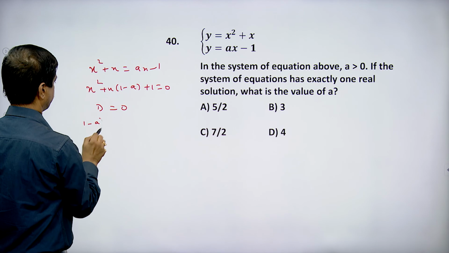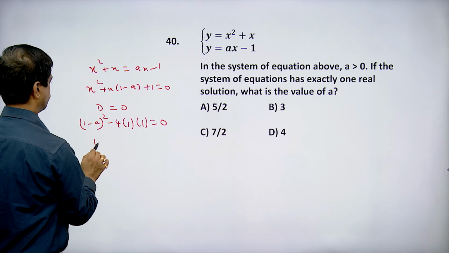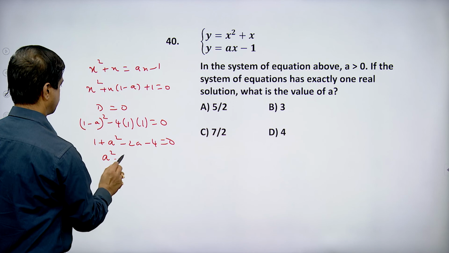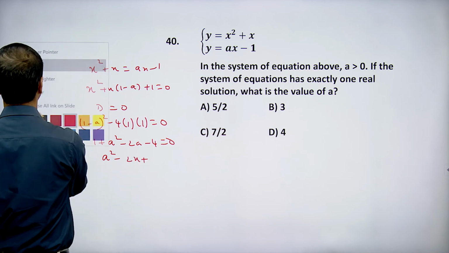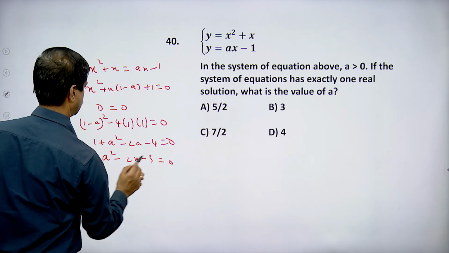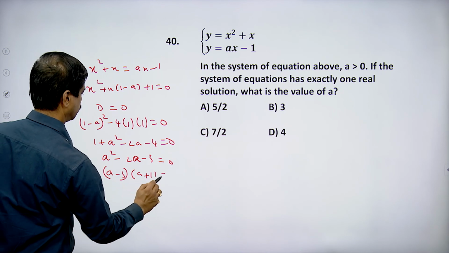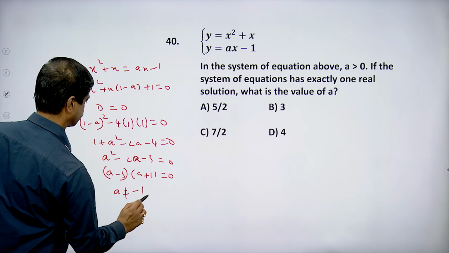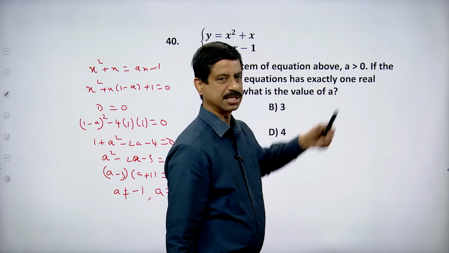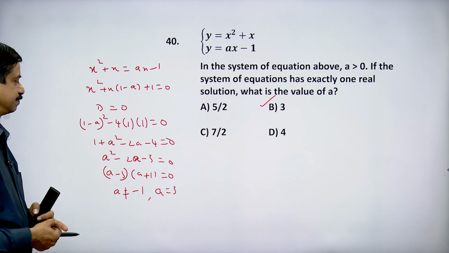b square minus 4ac equal to 0. So 1 plus a square minus 2a minus 4 is 0. A square minus 2a minus 3. So a minus 3 into a plus 1 equal to 0. So a is not equal to minus 1 because he said a is positive. A is greater than 0. So only option is B. Right, children? Please note it fast, quick.